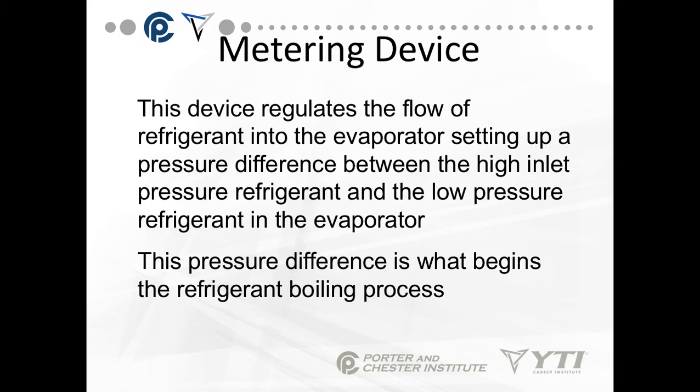The metering device is the device that regulates the flow of refrigerant into the evaporator. It sets up a pressure differential between the high inlet pressure and the low pressure in the evaporator. The pressure difference is what begins the refrigerant boiling process. Think about the metering device as your finger over the end of a garden hose. The hose has high pressure water in it, so what's spraying out around your finger is a low pressure water stream.